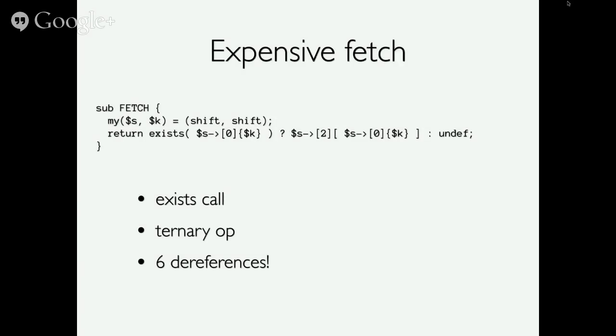So a simple fetch, this is the fetch function, you have an exists call, a ternary operator, and a number of references just to get one value out, on top of the method call overhead. That's a very expensive fetch. And again, you'll see that later in some of the benchmarking.